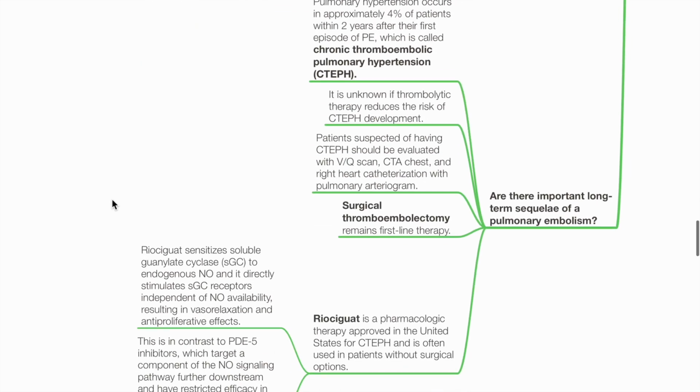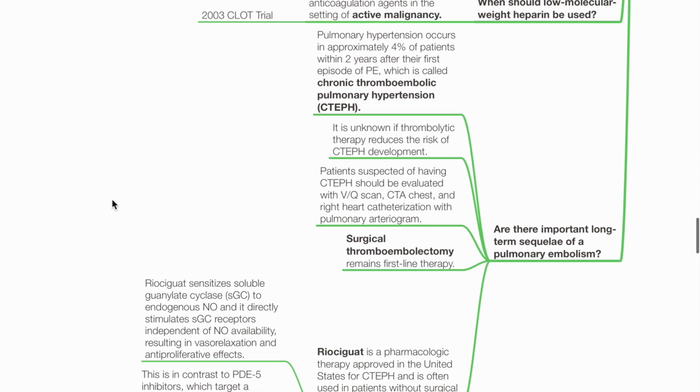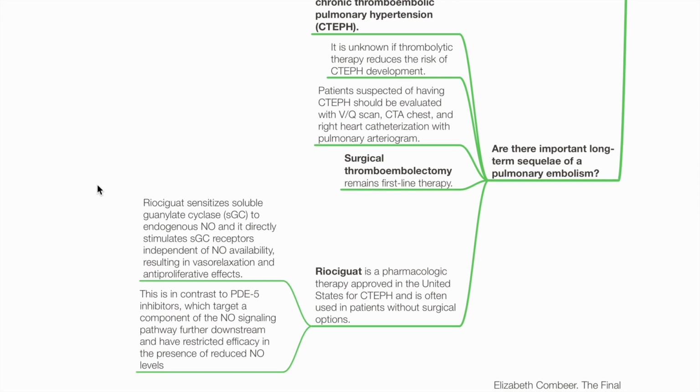Are there important long-term sequelae of pulmonary embolism? Pulmonary hypertension occurs in approximately 4% of patients within 2 years after their first episode of PE, which is called chronic thromboembolic pulmonary hypertension. It is unknown if thrombolytic therapy reduces the risk of pulmonary hypertension development. Patients suspected to have pulmonary hypertension should be evaluated with VQ scan, CTA chest, and right heart catheterization with pulmonary angiogram. Surgical thromboembolectomy remains the first-line therapy.